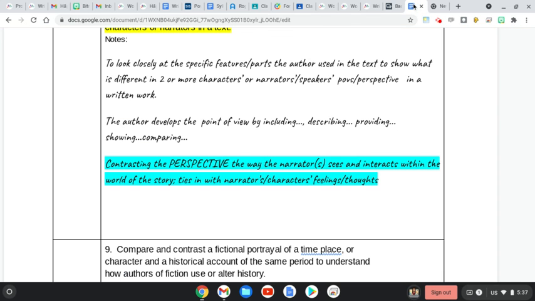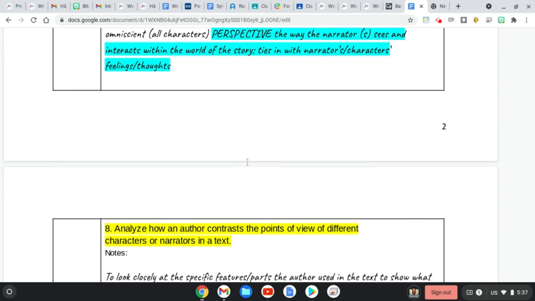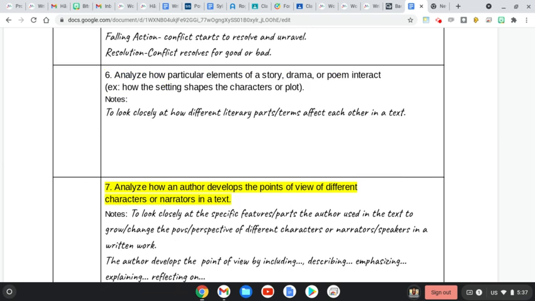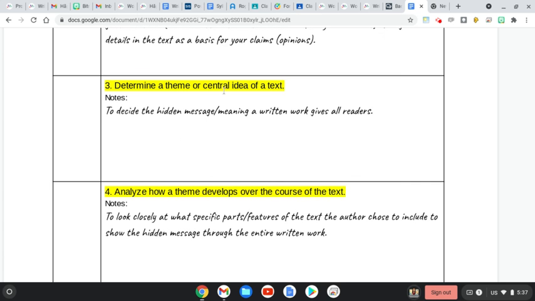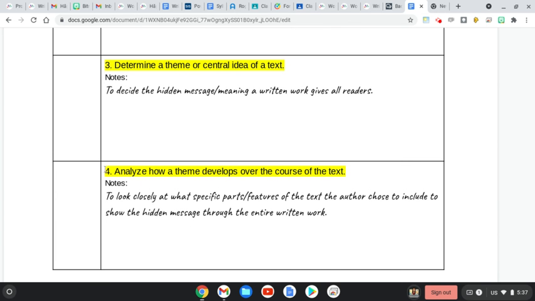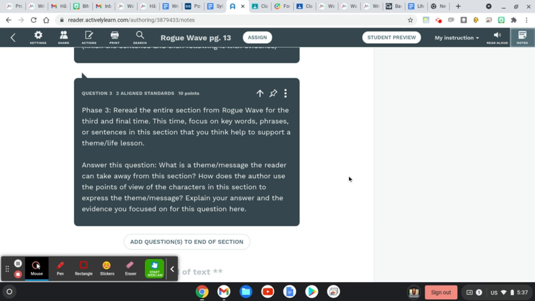As you read over this part, you will be honing in on the point of view or perspective of our characters, as well as to determine a theme or central idea in the text, which means to decide that hidden message about life in general that a written work gives to all readers. And then as you also complete this, you will be analyzing the theme, because by pulling a piece of evidence from this section to support yourself, you are looking closely at the text to analyze and support the theme that you found. So go ahead and get started with all 3 phases of this close reading.